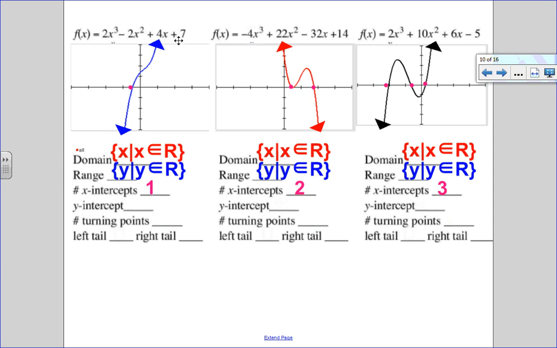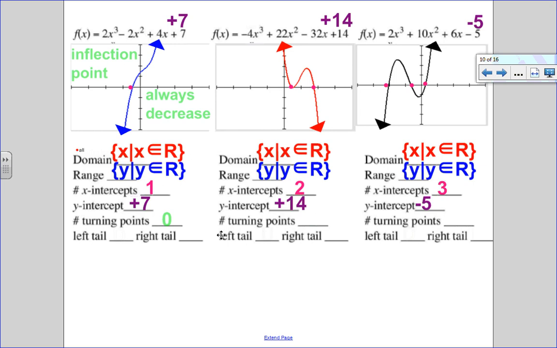The y-intercept, again here, constant value of 7. This graph has a constant value of 14, constant value of -5. Okay, this one here is always increasing. There's definitely no turning points. So just a point of inflection. This one here has a local min and a local max, so there's 2 turning points. As this one here, the black graph, local max, local min.